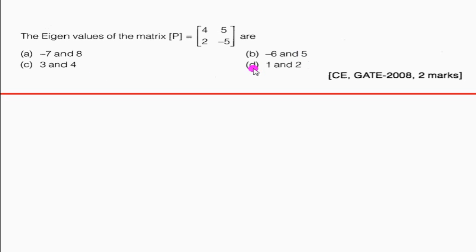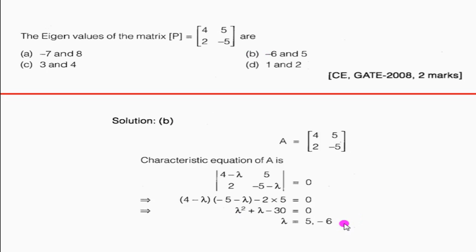So C and D are not correct answers. So the answer may be either A or B, and determine the product of this matrix. Only this option, minus 6 into this option, provides the product minus 13. Hence the answer is B. The normal solution is provided here.